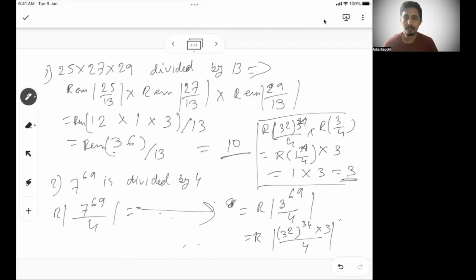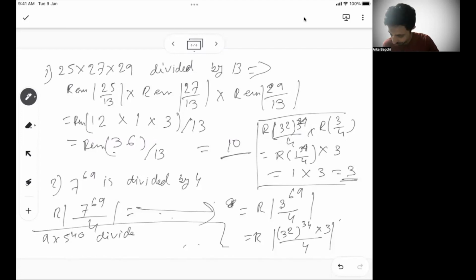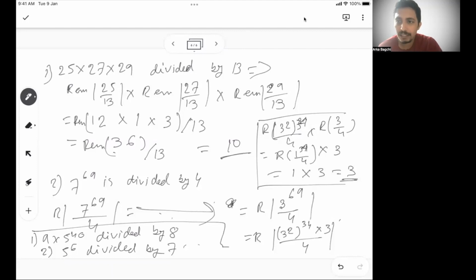So these are very important types of problems. I again give you a couple of problems on the same note to solve at home, and then we'll deep dive in the problem session. You can note down a couple of problems, and I'll write it here. 9 into 5 to the power 40 divided by 8. This is one. And the second one, 5 to the power 6 divided by 7.